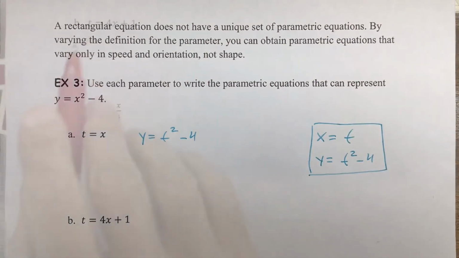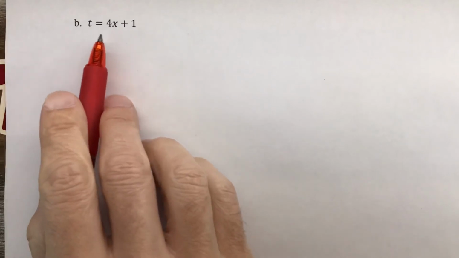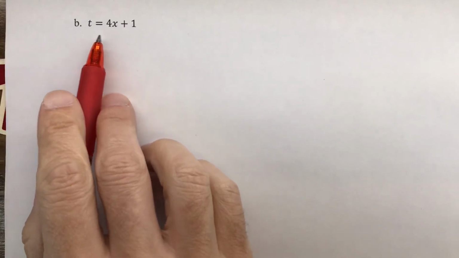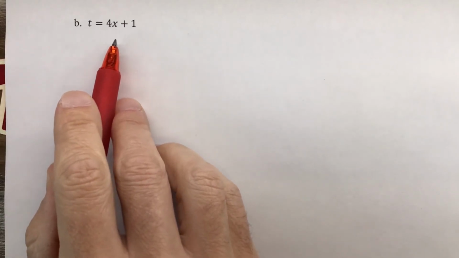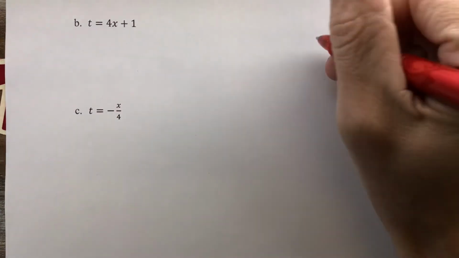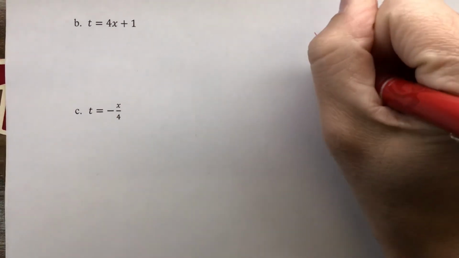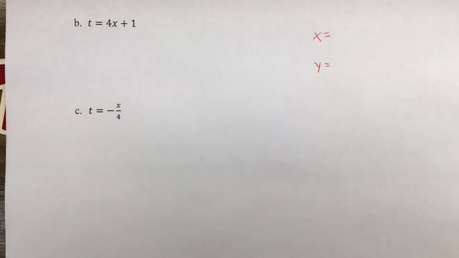All right, so let's take a look at the other two. We begin with this definition for a parameter, that t is going to be equal to 4x plus 1, and we're going to solve for x. Okay, so we want to get an x equation. We also want to get a y equation over here.